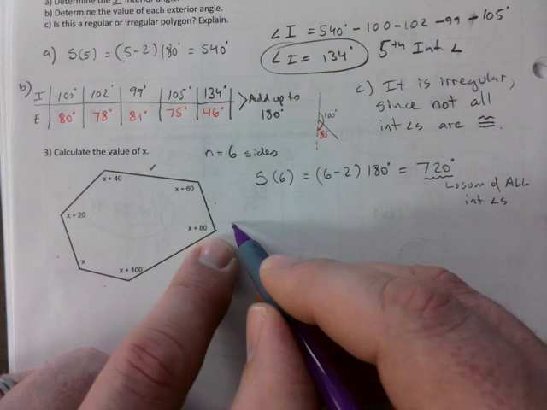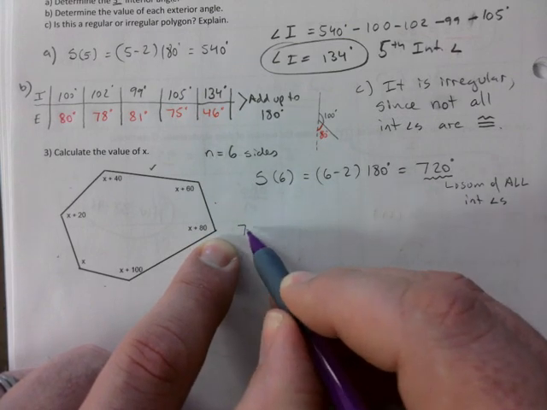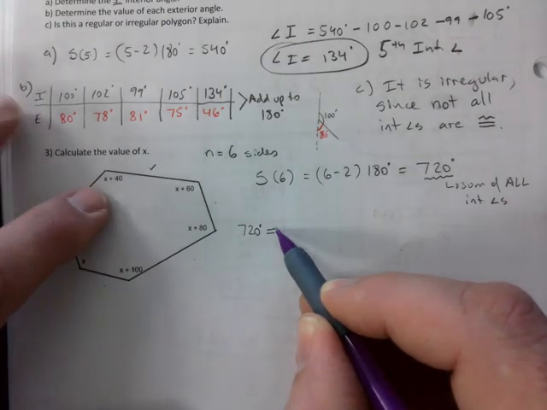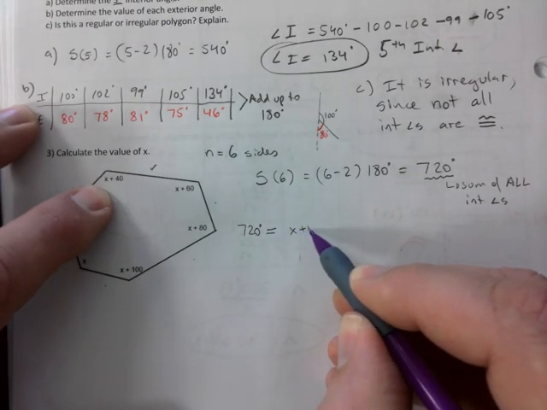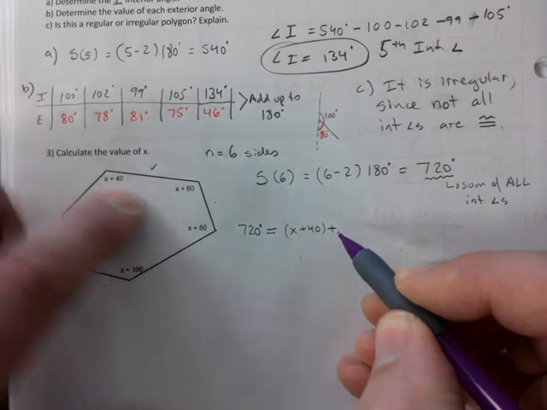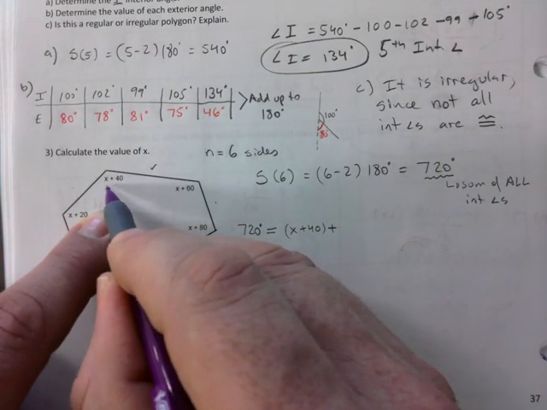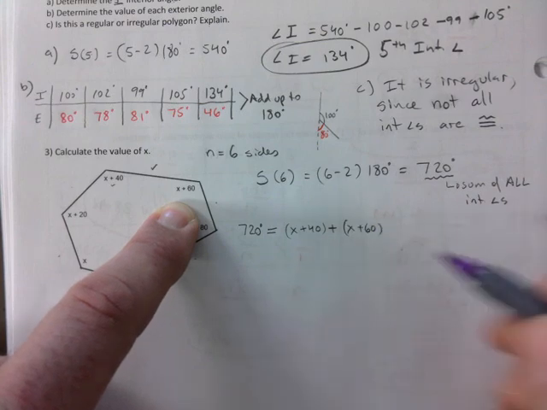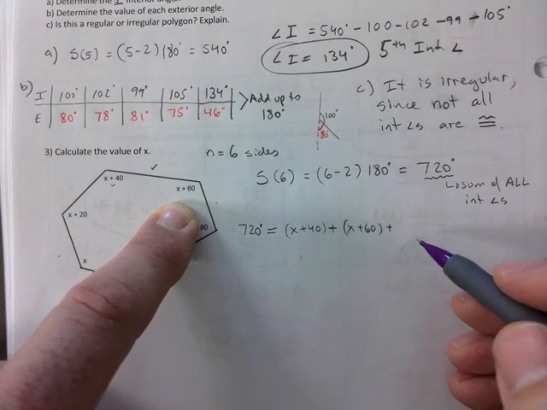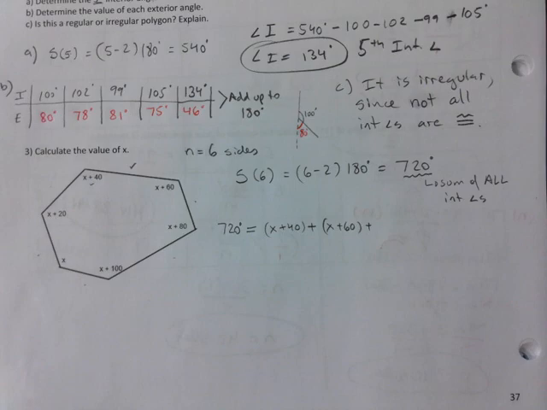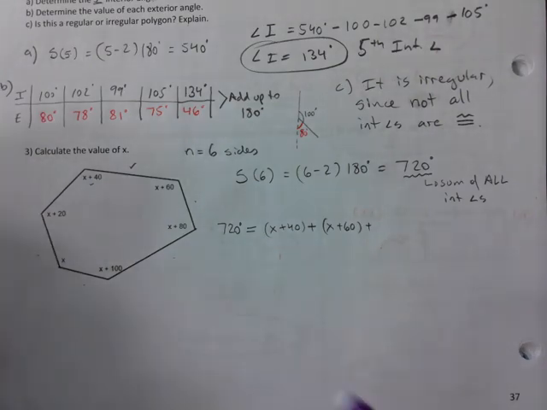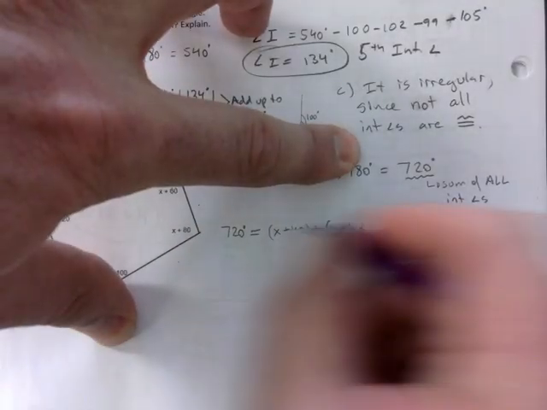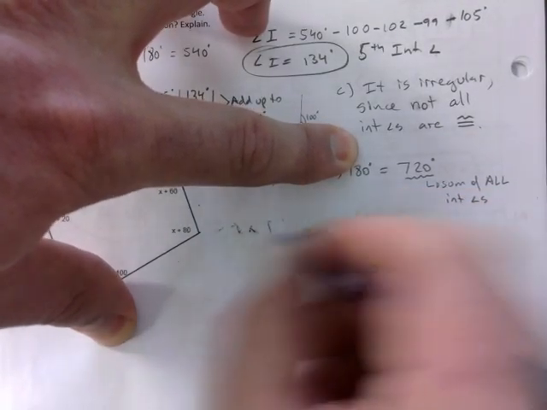I'm going to say that 720 is supposed to be equal to, it's going to be a bit tedious here, x plus 40 plus, I'm going to start with this angle here, and then it's x plus 60. Yikes, is this going to fit in? It's not going to work. Sorry, I'm going to redo it. I'm going to start further down because it's just going to be all squished in there.